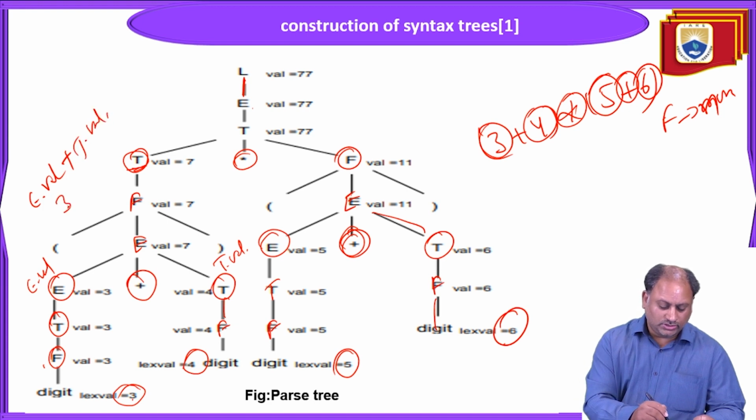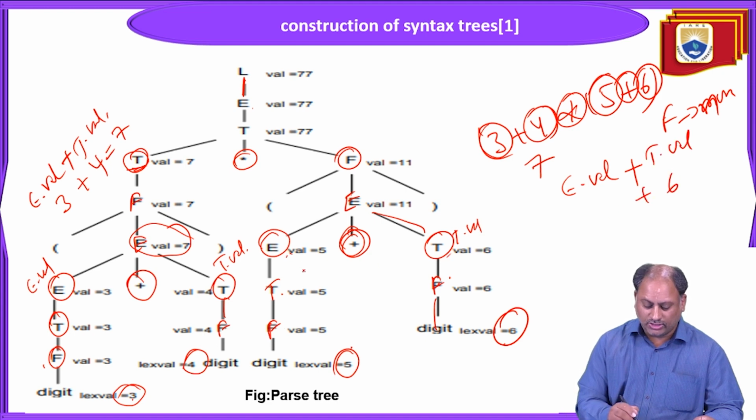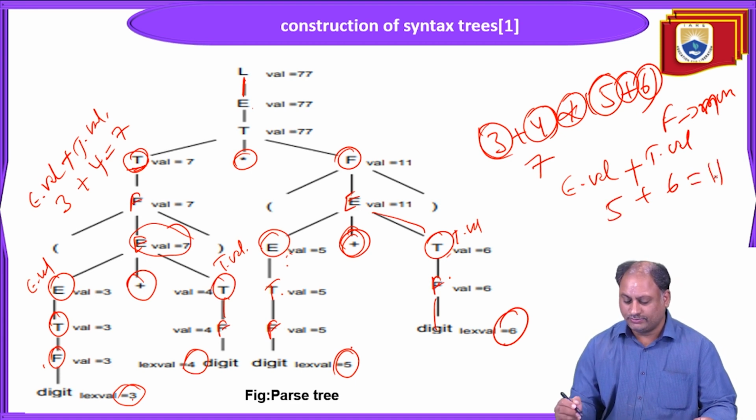So what is E dot val? 3. And what is T dot val here? 4. 3 plus 4 is 7. So you will get value 7 here at the left branch. And on this side, if you consider F dot val which is equal to T dot val which is equal to E dot val. Now E dot val plus F dot val equal to T dot val. What is T dot val? T dot val is 6. Here E dot val is 5. So 5 plus 6 is 11.